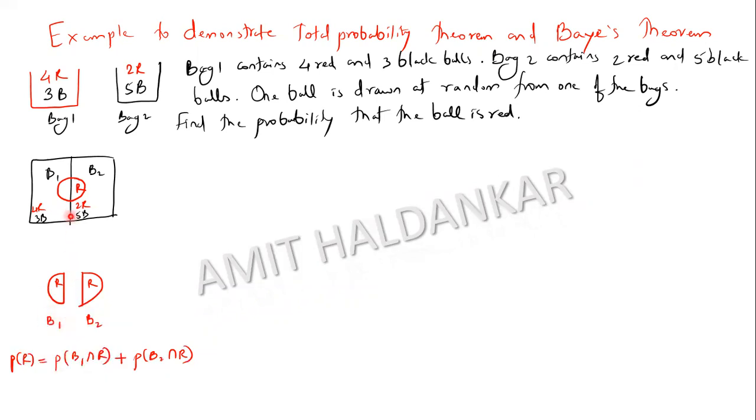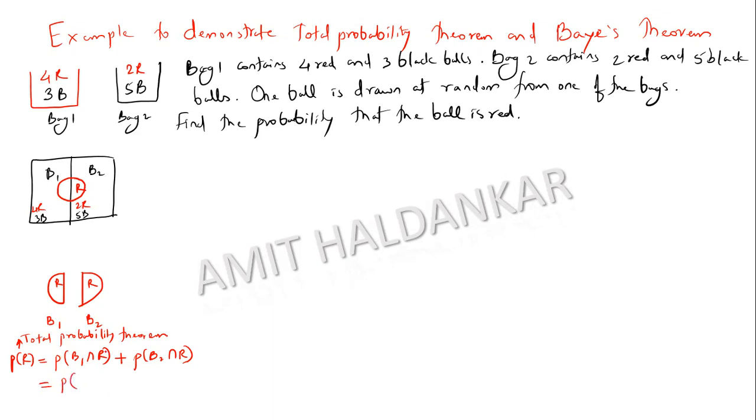So again, I'll explain: I have selected bag 1 and then I'm getting a red ball, or I'm selecting bag 2 and I'm getting a red ball. So in all, this is the probability of getting a red ball, that is the probability that the ball is red. This is actually by using the total probability theorem. So this is P of R we are calculating by using the total probability theorem, because this is the total of the probabilities.